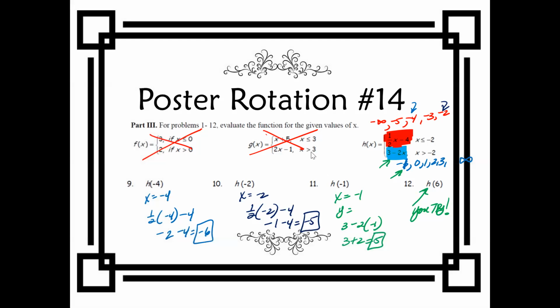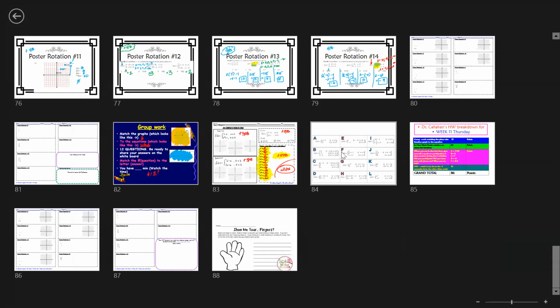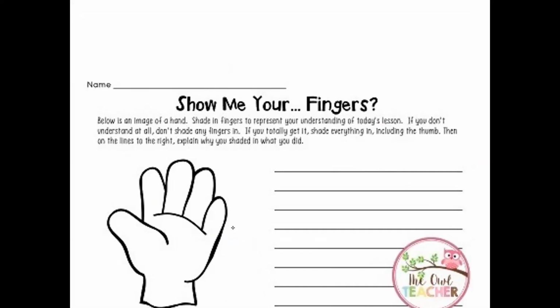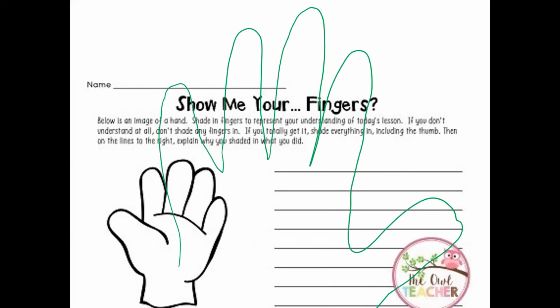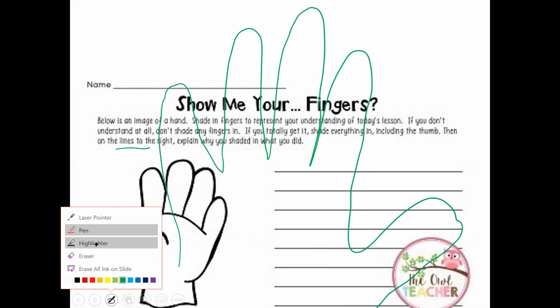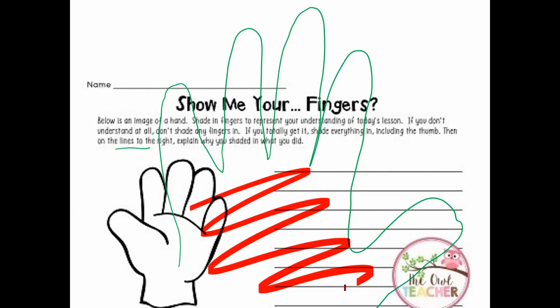All right, you guys, that is basically it for piecewise functions. And so your exit ticket today is show me your fingers. Below is an image of a hand. I want you guys to go ahead and draw your hand. So if this is my hand, I'm just going to draw it right here. Wow, those fingers look really fat. I want you guys to shade to represent your understanding of today's lesson. If you don't understand it at all, don't shade any fingers. If you totally get it, then shade everything, including the thumb. And then on the palm of your hand, which is right here, explain why you shaded what you did.